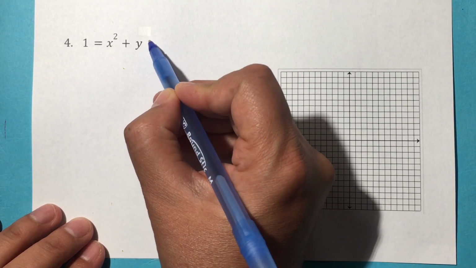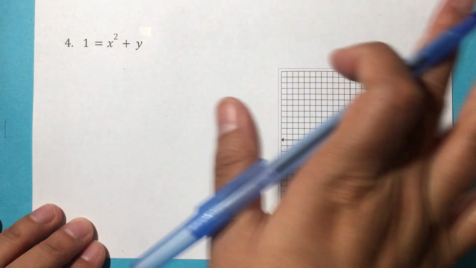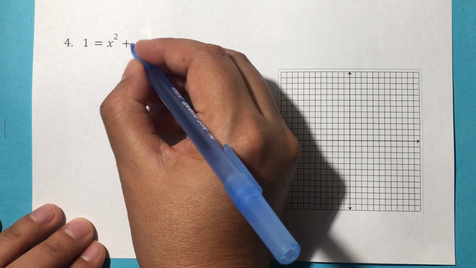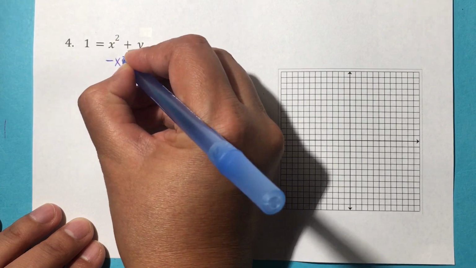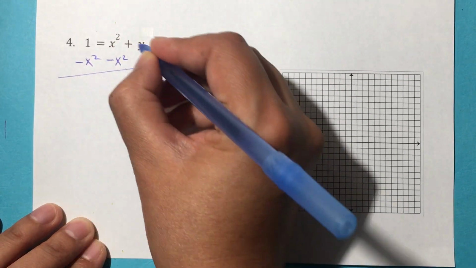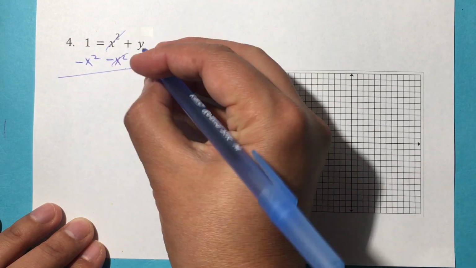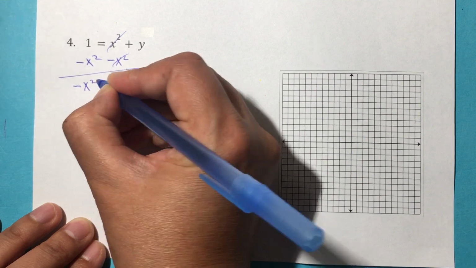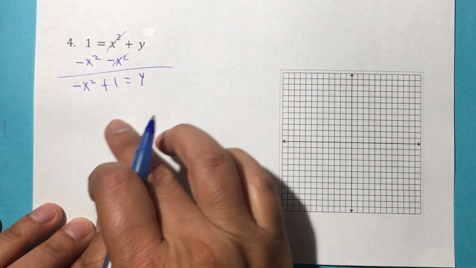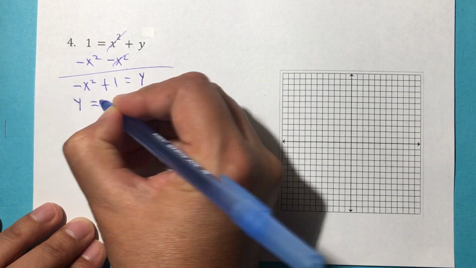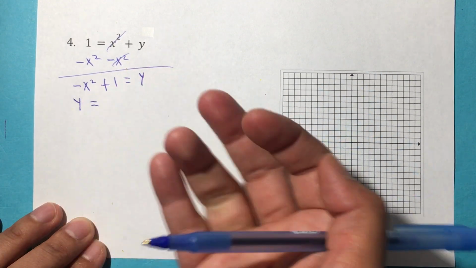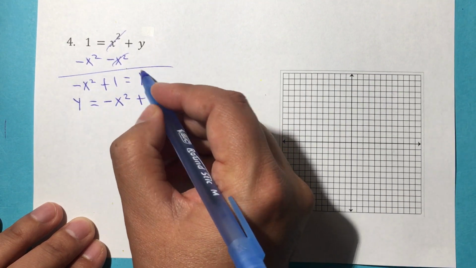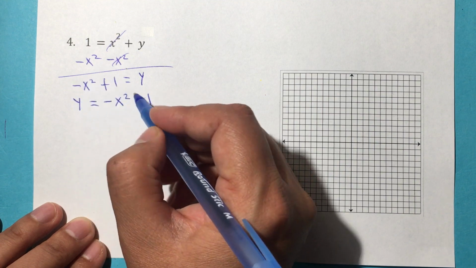For number 4, we had a square in here to make a circle, but I decided to take that away so that I can show you something else that is important in here. So I'm going to isolate y by subtracting x squared. This cancels, and let me rewrite it. So y equals -x squared plus 1. And I'm going to rewrite this as y equals, so I'm just switching the two sides of the equal sign: -x squared plus 1.